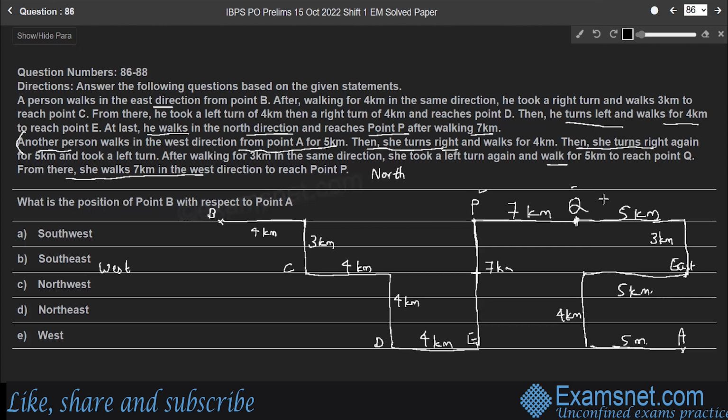Now the question is, what is the position of point B with respect to point A? So point B is here, point A is here. Position of point B with respect to point A is northwest direction. So point B is in northwest direction to point A. Therefore, option C is the right answer, northwest.